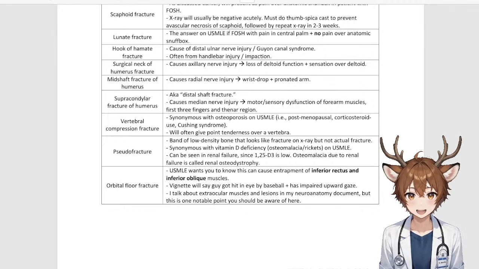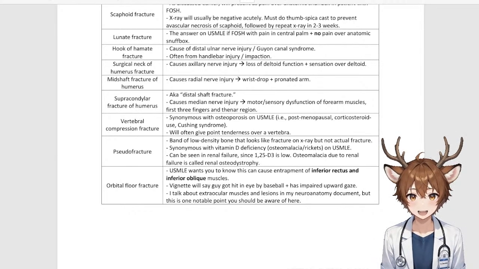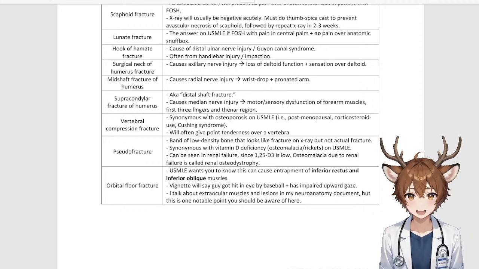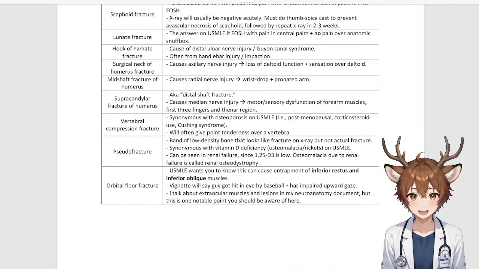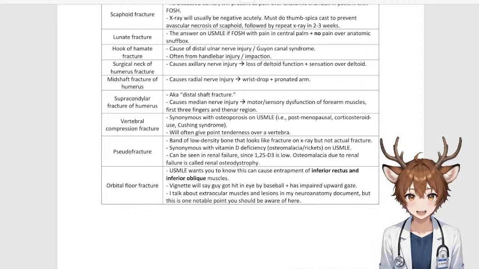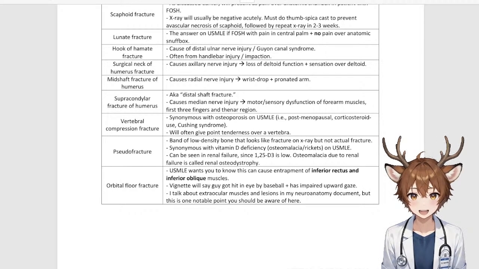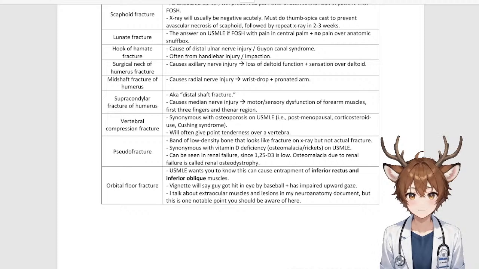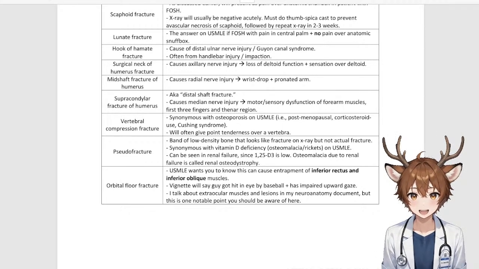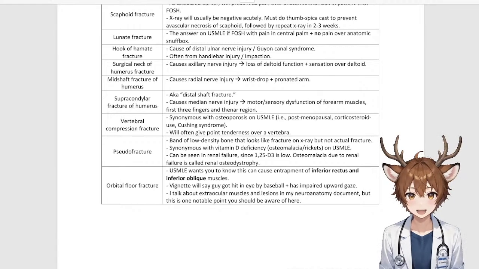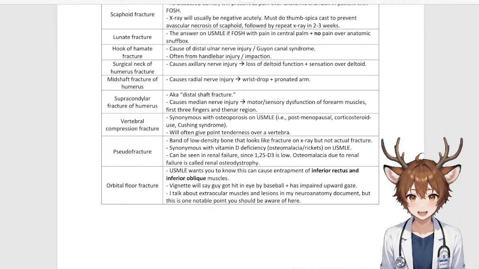Supracondylar fracture of the humerus, also called the distal shaft fracture. This causes a median nerve injury, which leads to motor / sensory dysfunction of the forearm muscles, first 3 fingers, and the thenar region. So because it's a median nerve injury, it's going to have some overlap with what carpal tunnel looks like, because it's affecting the same nerve, but at a different location, in all fairness. So it's not going to be the same presentation, but it's going to have some overlap in terms of how it presents.